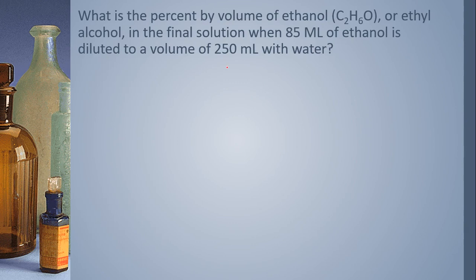The first one is a percent by volume. So it says, what is the percent by volume of ethanol or ethyl alcohol in the final solution when 85 milliliters of ethanol is diluted to a volume of 250 mils with water? So what we're going to do is we're going to take the part. The part, by the way, is always the smaller thing, and that should be a little m instead of a capital one. We're always going to put the smallest one on top. So that's going to be 85 milliliters over 250 milliliters.